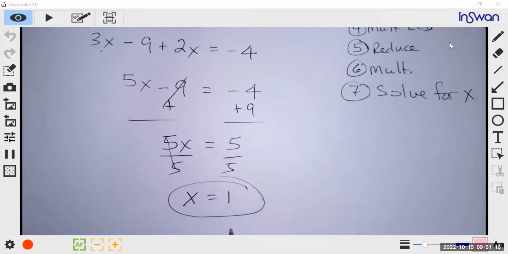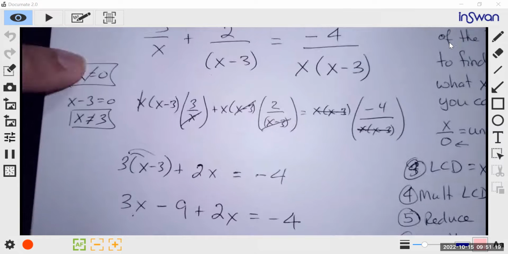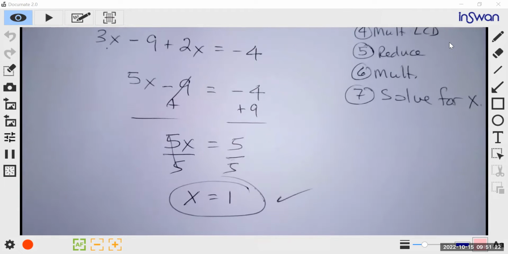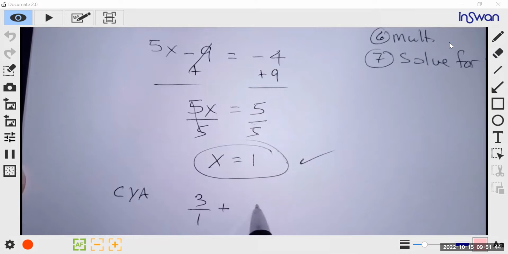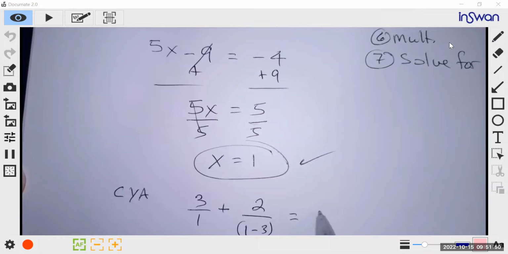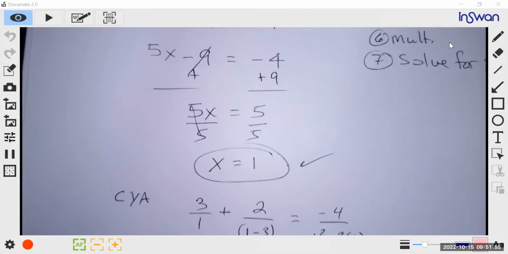Is one of the numbers we can't use? No, because we can't use 0 or 3. So this is our answer. And we could always check your answers. Okay. So it's always advisable to check your answers. How would you check your answer? Go back to the original equation, and anywhere you see an x, put a 1. And work it out. See if it works.